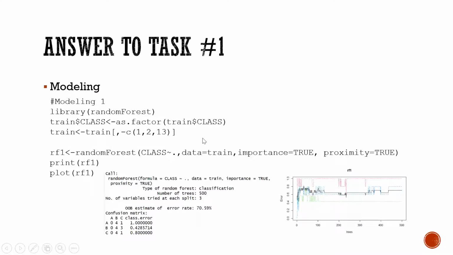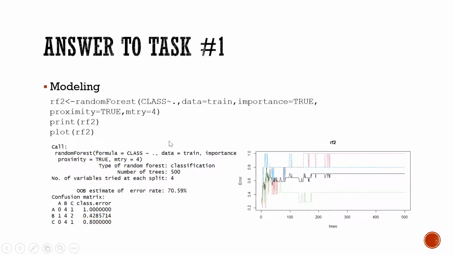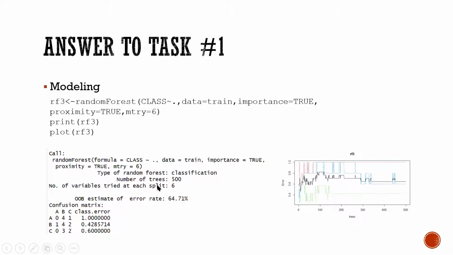So I modeled again, and I used the mtry, which is the number of variables tried at each split. This is also in the handout. The misclassification rate was still 70%. So I tried another model. I came up with this model, RF3, which has an error rate of 64.71%. As you can see here, the misclassification is still high, but the error rate was already lower than the two models.